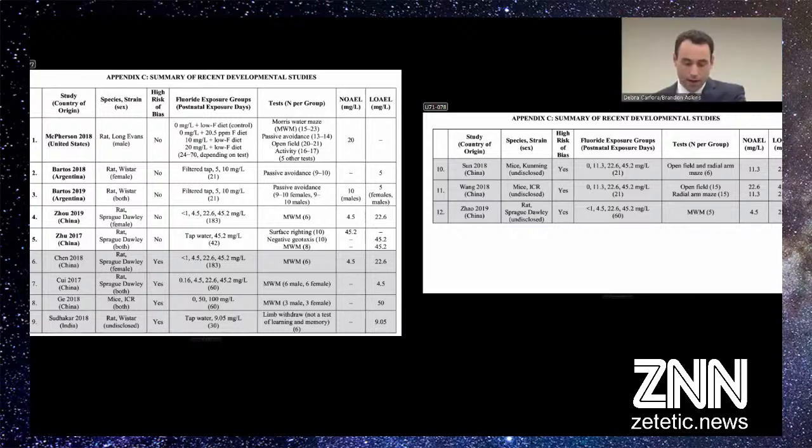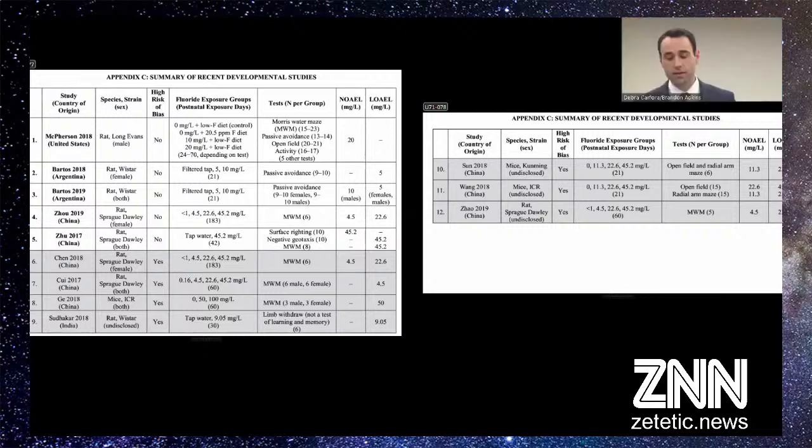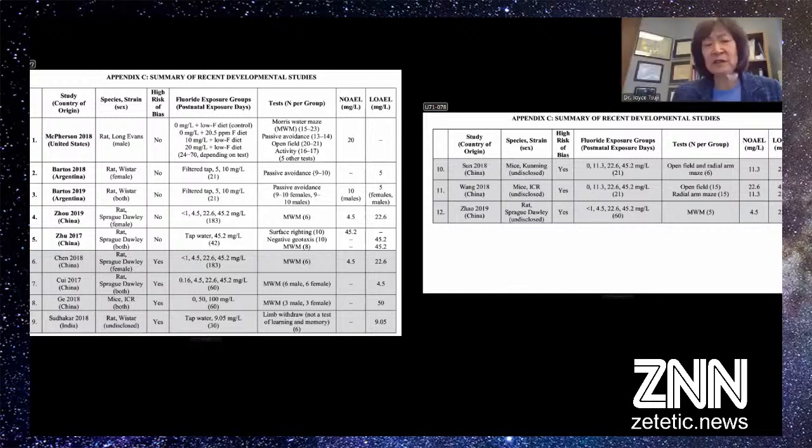Now, did McPherson make any conclusions regarding dental fluorosis in the rats studied in that test? Yes, at 20 milligram per liter, they did see discoloration of the teeth. So the rats were starting to experience that. And what's the significance, if any, of that finding? This study would suggest that in the rats, dental fluorosis is a more sensitive endpoint than effects on learning and memory.